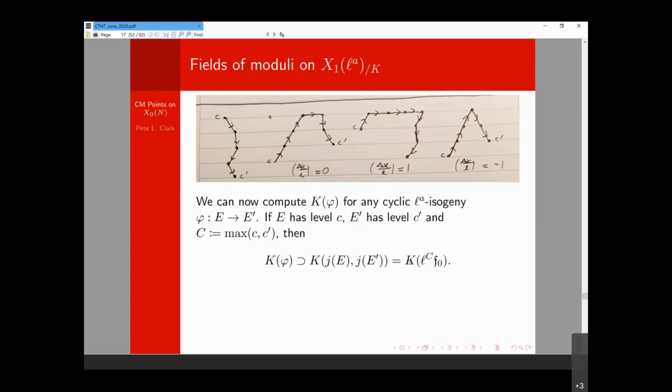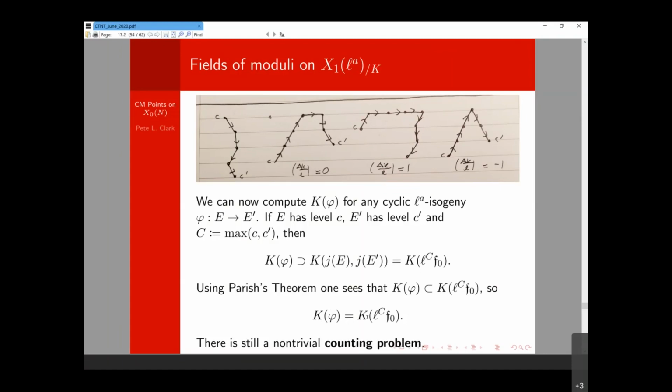So the field of moduli is going to contain this ring class field, at least if you throw K in. And then using this theorem of Parrish that I showed you before, it's not hard to see that you have the other containment. So the field of moduli of any cyclic isogeny, if you work over K, this was probably, I believe, known before, it is just this corresponding ring class field where you keep track of the level that you started at and the level that you ended at.